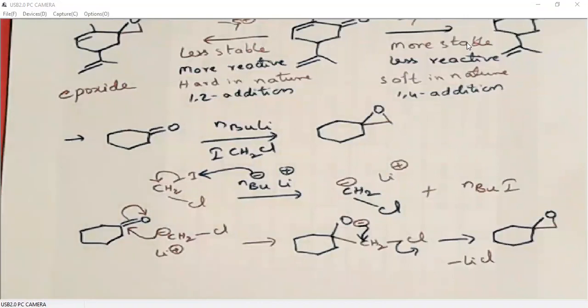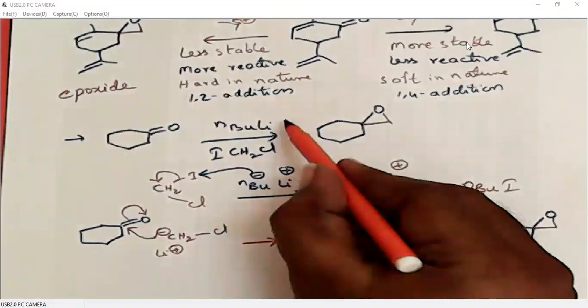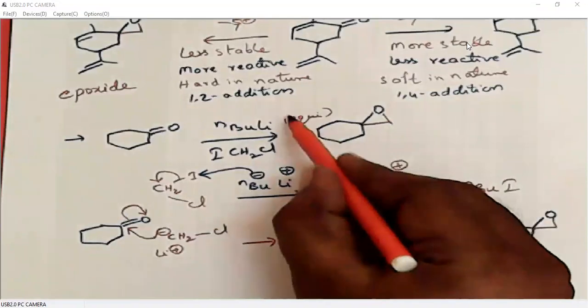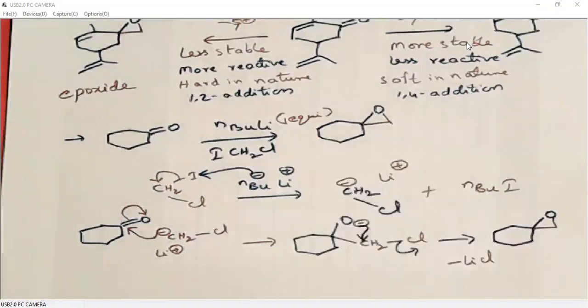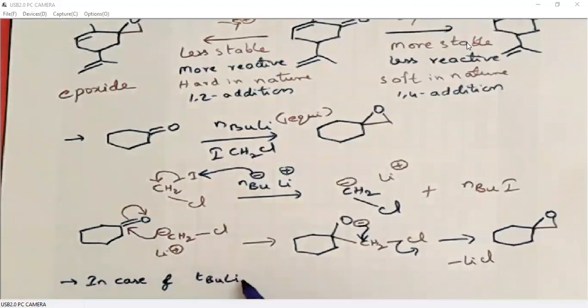So when we do this reaction, we can use just one equivalent of alkyl lithium, and butyl lithium as secondary butyl. But in case of tertiary butyl lithium, if we are using tertiary butyl lithium in this process, we must use two equivalents. In case of tertiary butyl lithium, two equivalents are required.